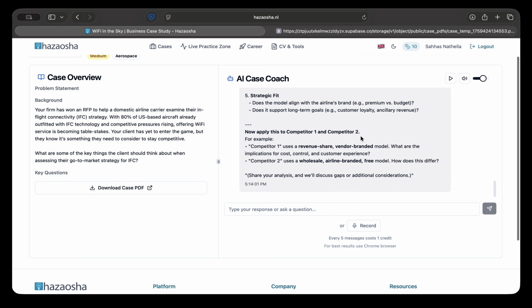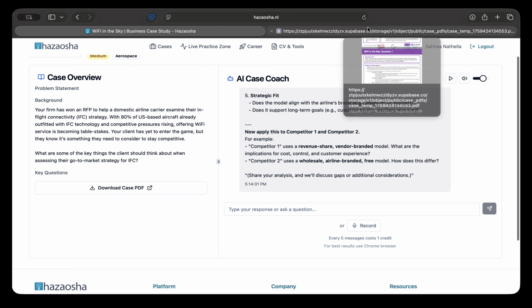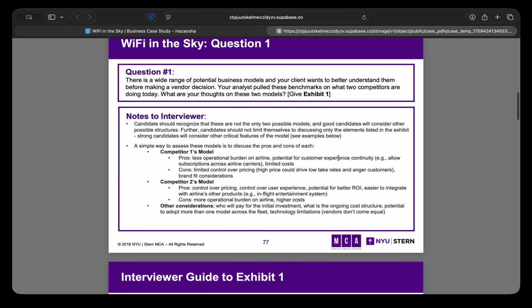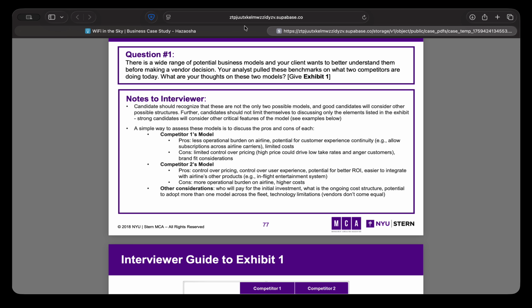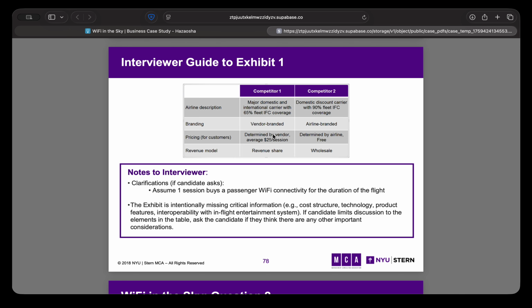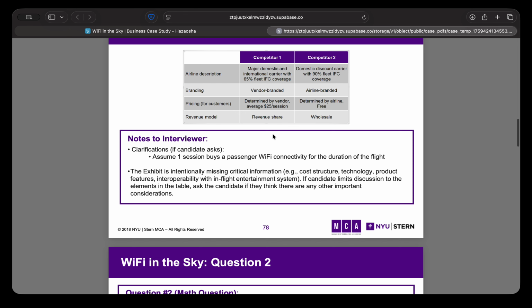So now when you consider all these factors, you can apply this to competitor 1 and 2. In this case, you can see competitor 1 uses a revenue share model, it's vendor branded, and there are implications for cost and control. That's outside your control, as you've given the control of your IFC system to an external vendor, and it's not maintained by you. But you can see competitor 2 uses a wholesale version of it, it's airline branded and it's free. So how does this differ? We can then share our input with our case coach. You can also have a look at the PDF to see anything else that you want to understand from it. So as you can see here, what should we suggest to our customer?